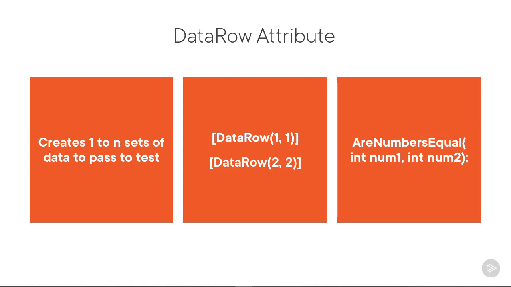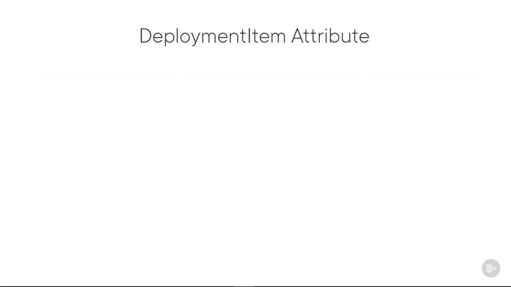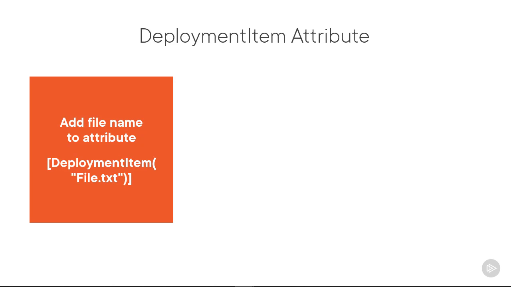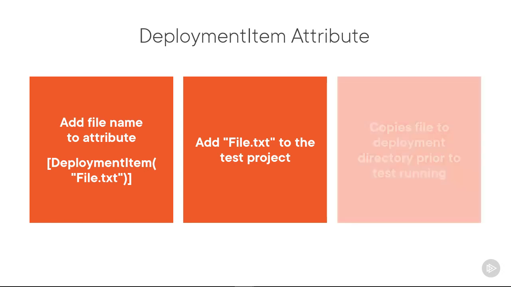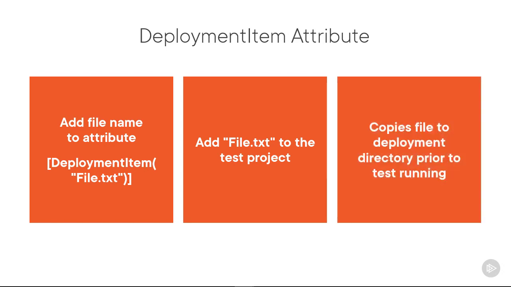So the 1 and the 1 would be passed to the num1 and the num2, and the 2 and then the 2 would next be passed to that each time it executes that specific test. Now there's also a deployment item attribute where you add a file name to an attribute. So you call it deployment item and then pass in a file name. What you need to do is then add that file.txt to the test project, and then it copies that file to the deployment directory prior to the test running.